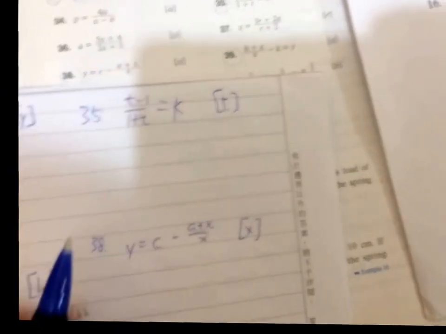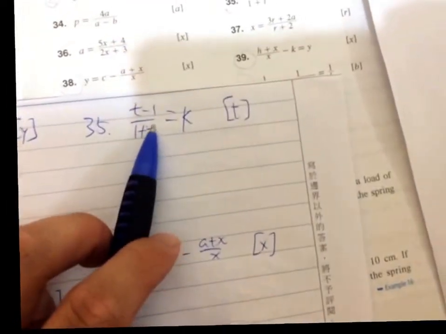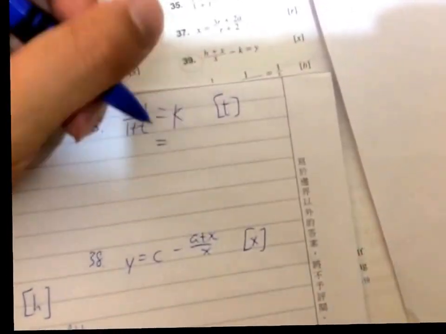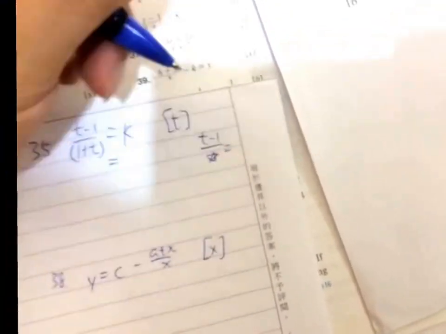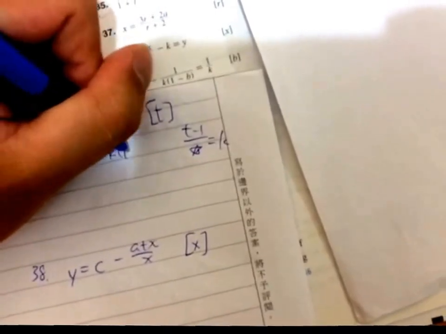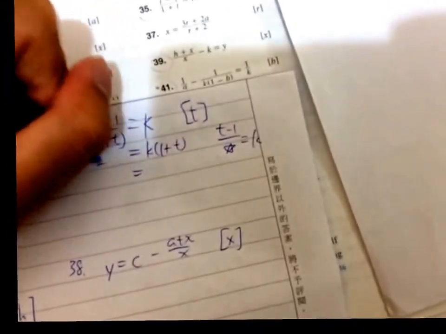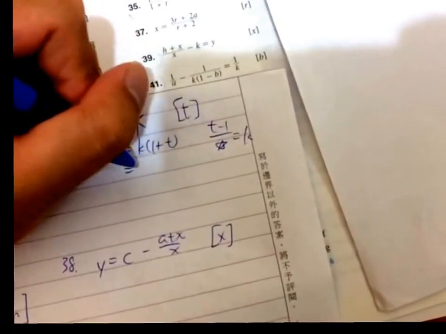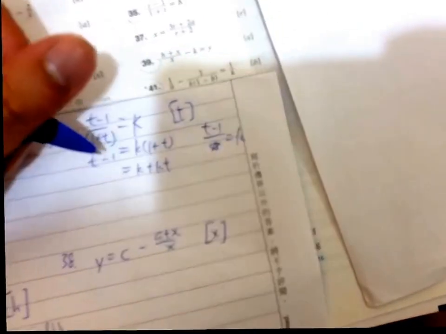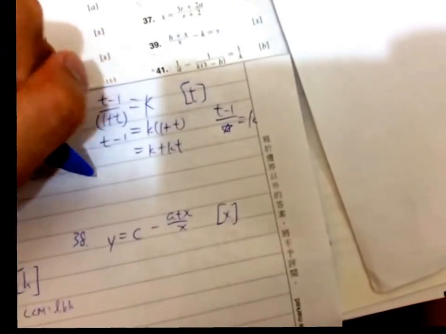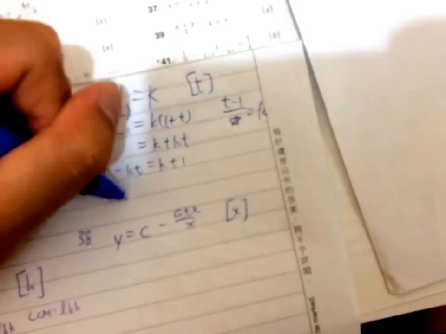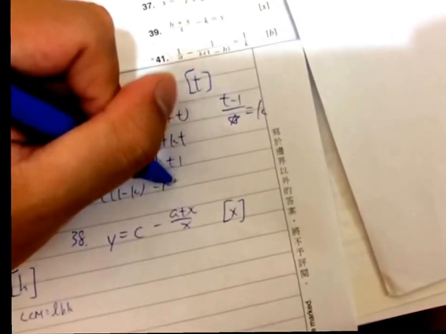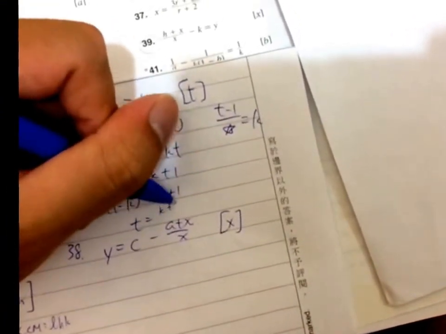Number 35. I want to have t as the subject, so the denominator is 1 plus t, bracket it. Then I multiply both sides by it, so k times 1 plus t equals t minus 1, is equal to this one. And then expand the bracket, and now I can move all the things with t to the left hand side. This one I move to the right, and then I factor out the t, and then I move the whole factor to the right hand side of the expression.